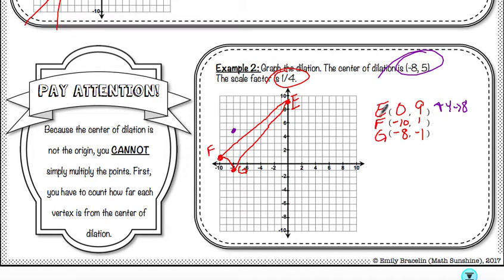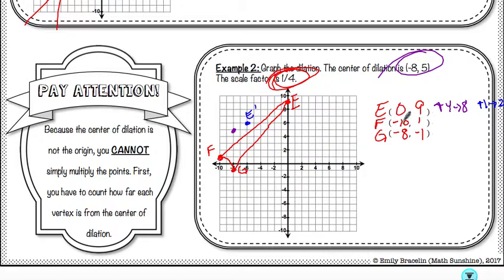Okay, so to get to E prime, I'm not going to go up 4 and over 8. I'm going to do a quarter of those distances, so divide each of these numbers by 4. 4 divided by 4 is 1. 8 divided by 4 is 2. So we're going to go up 1 and over 2 from the purple dot. Guess what? That is E prime.